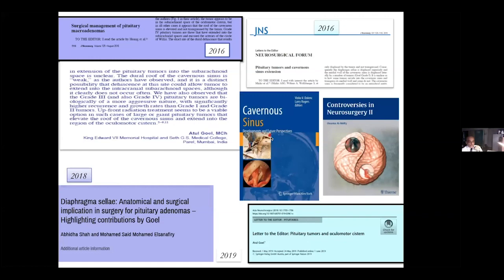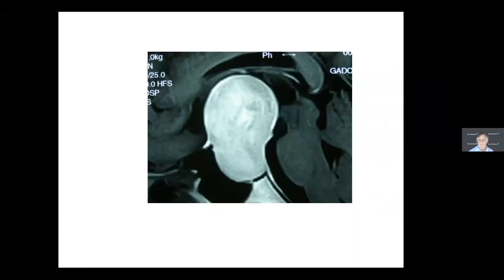So this we had published for the first. Now let us see. Here, you see, it is very clearly seen in this image that the diaphragma sellae is elevated by the tumor.